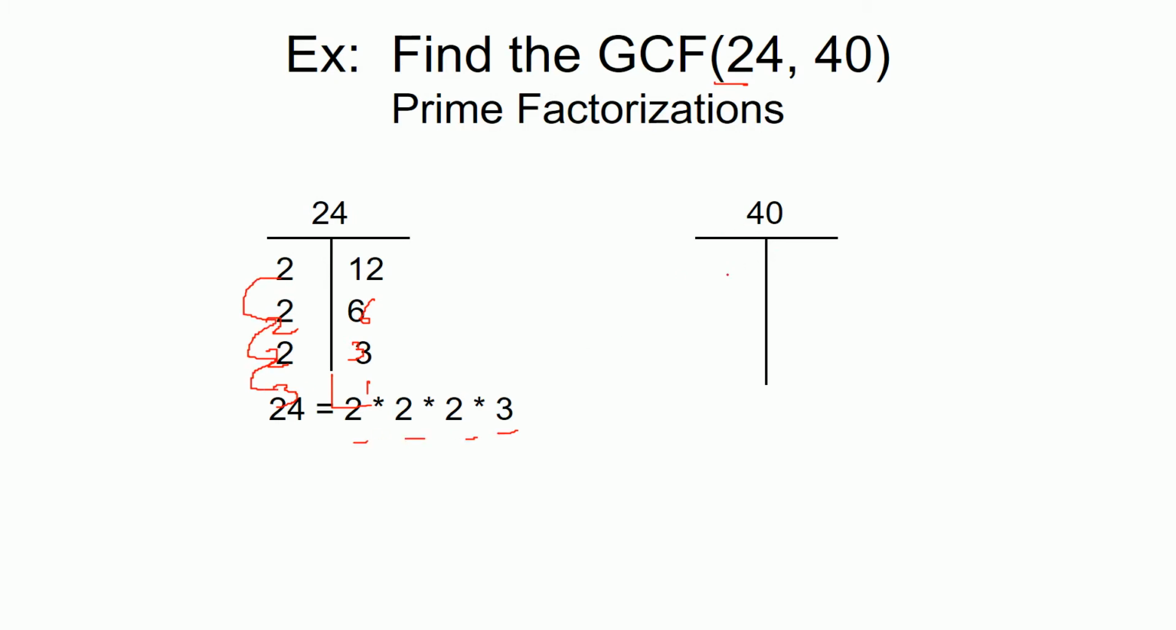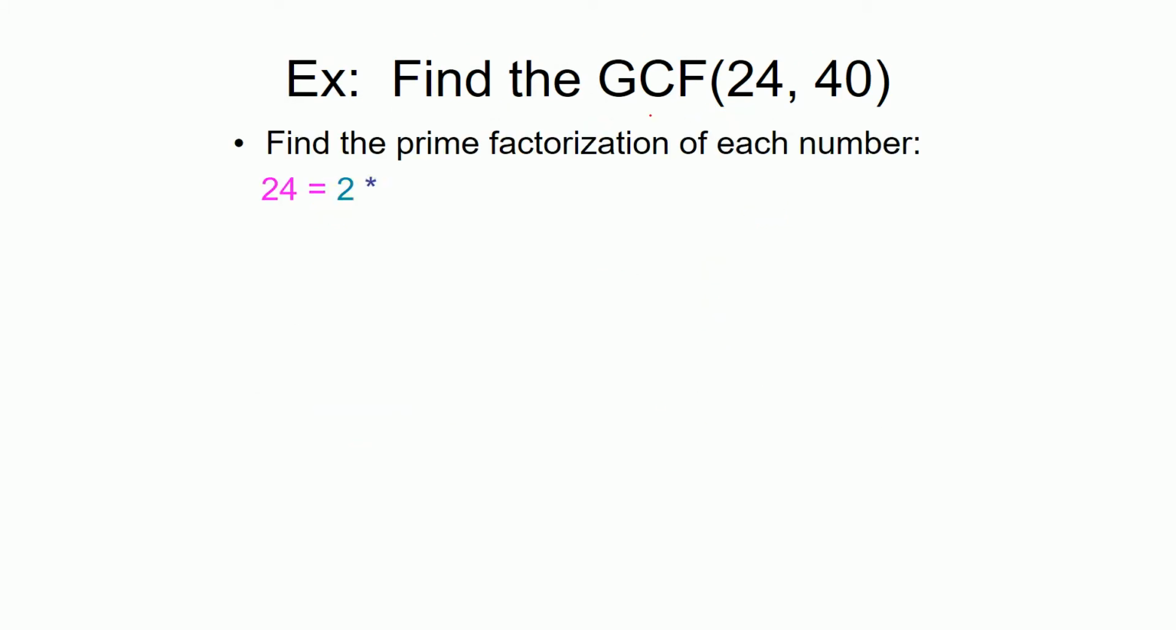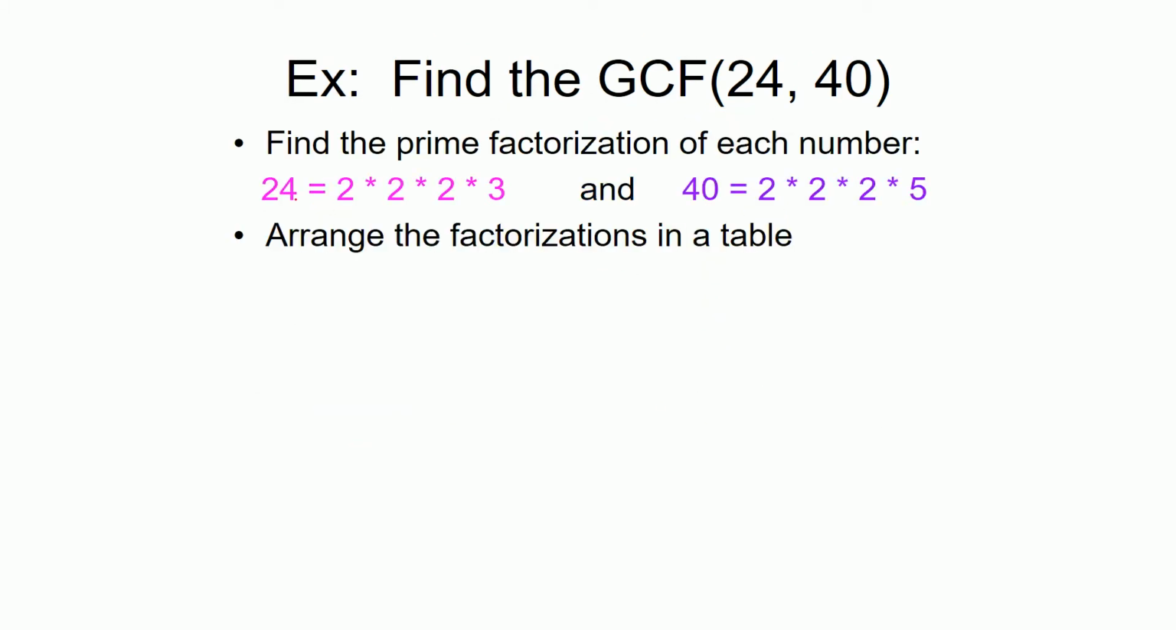In a similar way, for 40: 2 20s are 40, then 2 10s are 20, then 2 5s are 10. So you have 2, 2, 2, 5 as the prime factors of 40. So how do we go about finding GCFs? 24 was 2, 2, 2, 3 and 40 was 2, 2, 2, 5. These were the prime factorizations.